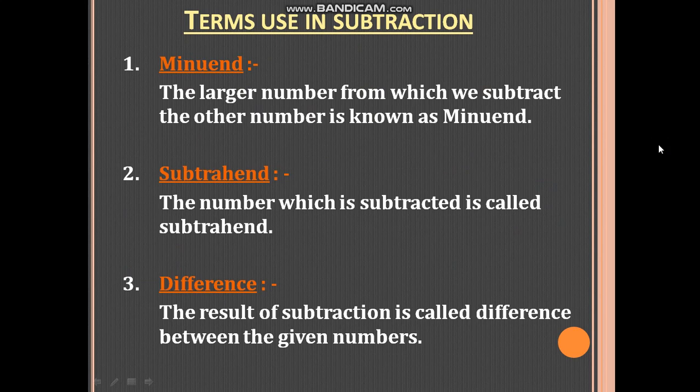First one is the minuend. When two numbers are given to you, first observe which one is the larger one. The larger number is called the minuend. The larger number from which we subtract the other number is known as the minuend, and the smaller number is called the subtrahend. The number which is subtracted is called the subtrahend, and whatever be the answer after subtraction, that is called the difference. The result of the subtraction is called the difference between the given numbers.